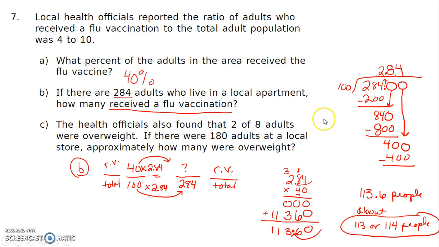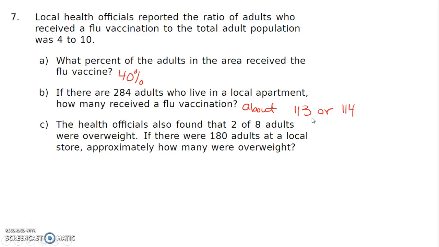All right, one more part to this problem. Now we're down to the health officials also found. So first of all, let me just label that people. Okay. The health officials also found that 2 of 8 adults were overweight. If there are 280 adults at a local store, approximately how many are overweight?